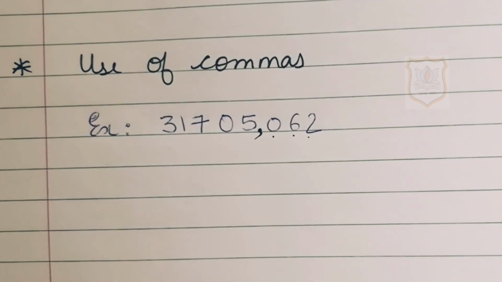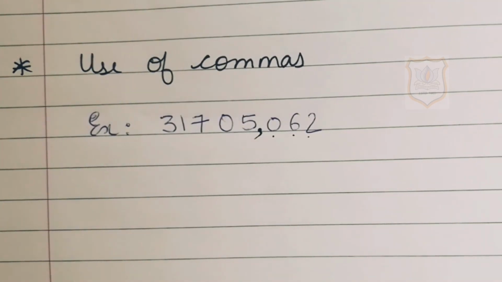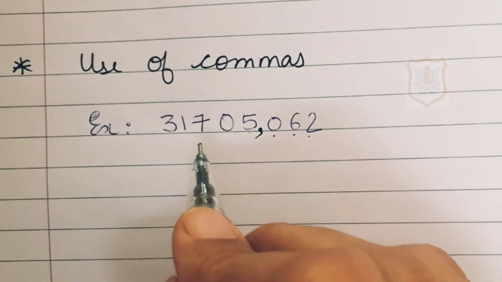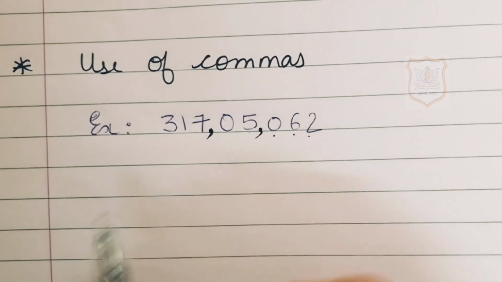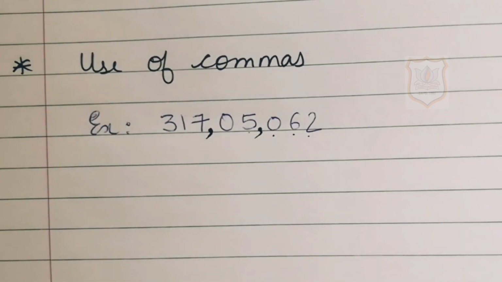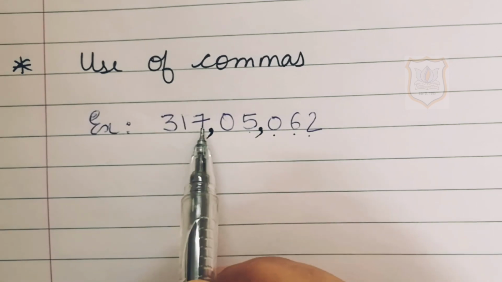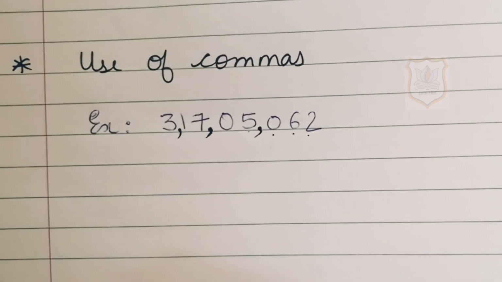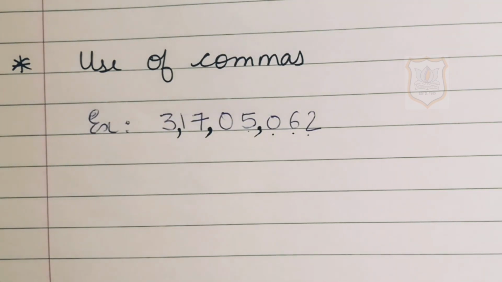The next comma we will place after the 2 digits, that is after thousands and 10,000s place. So we will place a second comma over here. Then the third comma comes after another 2 digits, that is after lakh and 10 lakhs. So the third comma we will place here. So in this way we have to use comma in the Indian system of numeration.